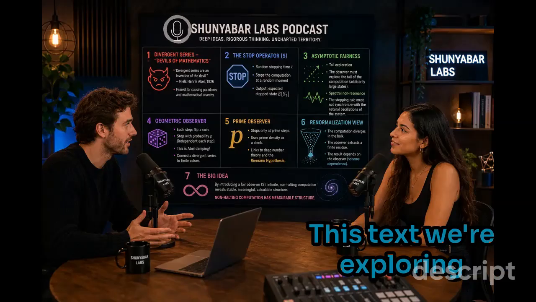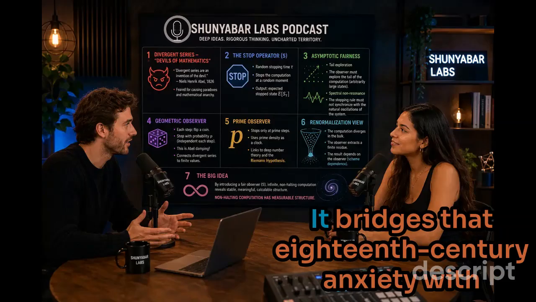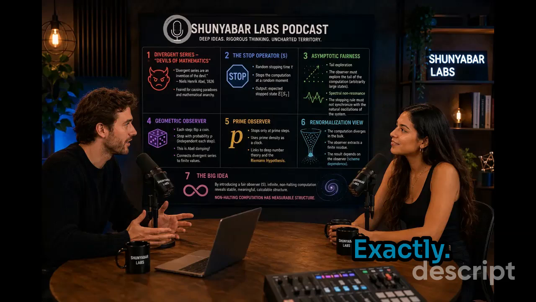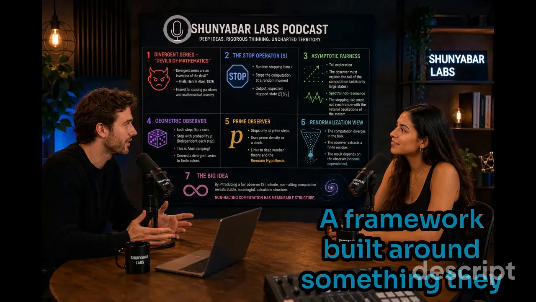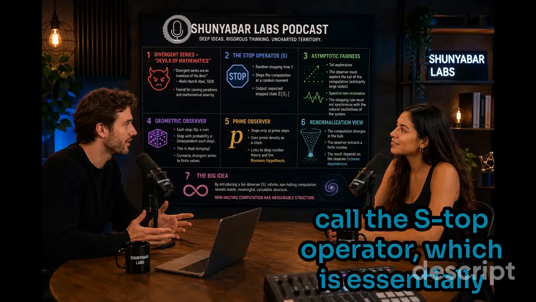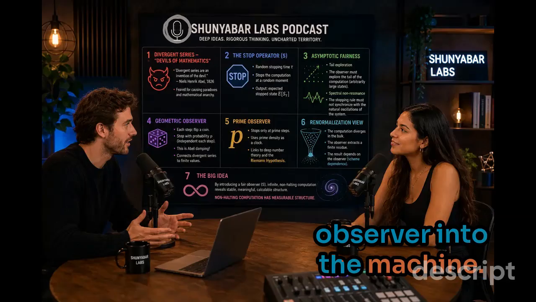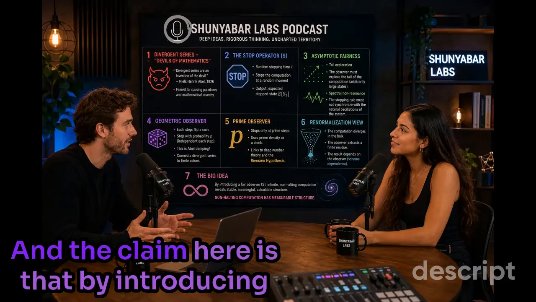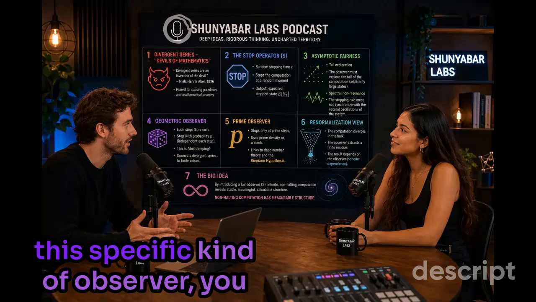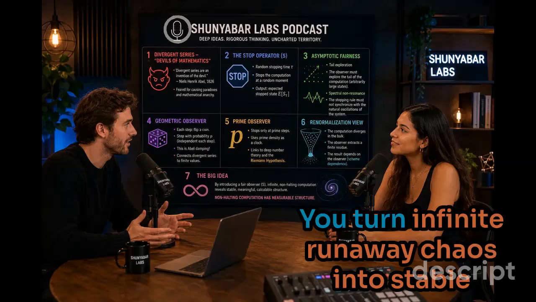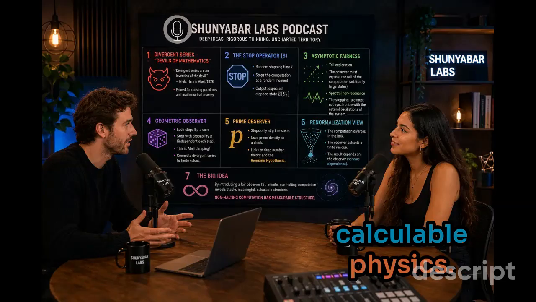This text we're exploring provides exactly those tools. It bridges that 18th century anxiety with modern computability theory. Right, through this radical new framework. Exactly. A framework built around something they call the STP operator, which is essentially a way of introducing a probabilistic observer into the machine. And the claim here is that by introducing this specific kind of observer, you completely exorcise Abel's devils. You turn infinite runaway chaos into stable, calculable physics.